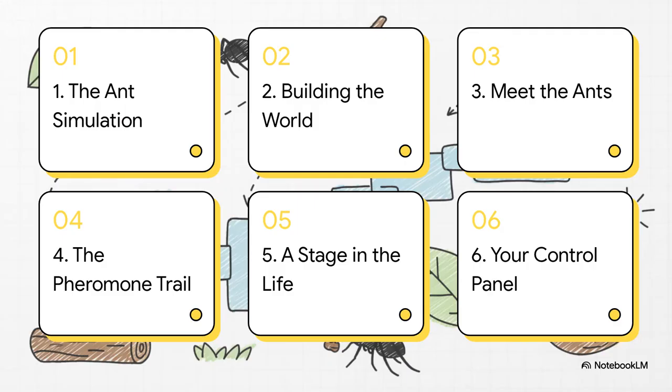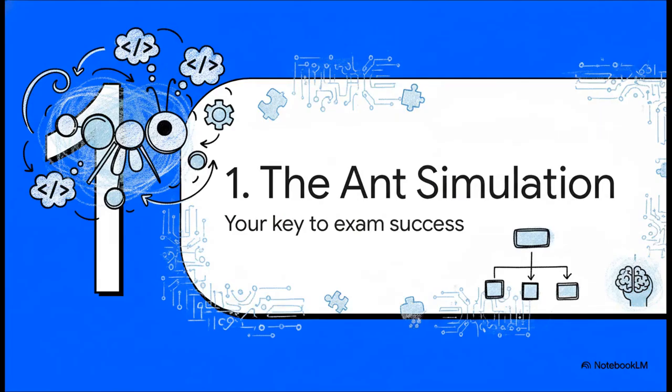Okay, so here's our game plan. We'll start with the big picture, then we'll literally build the world from the ground up. After that, we'll meet the ants, figure out how they talk to each other, see how the simulation actually runs step by step, and finally, we'll look at how you get to control the whole thing. So let's kick things off with that big picture. Our goal here is to totally demystify this program so you know exactly what makes it tick. By the time we're done, you won't just understand the code, you'll get the why behind the design choices.